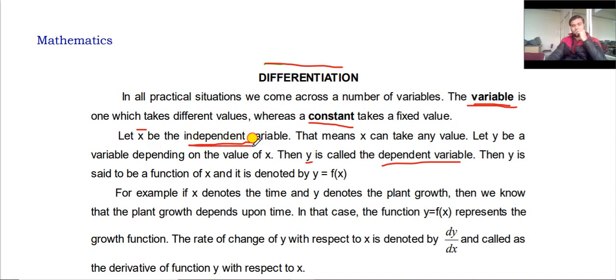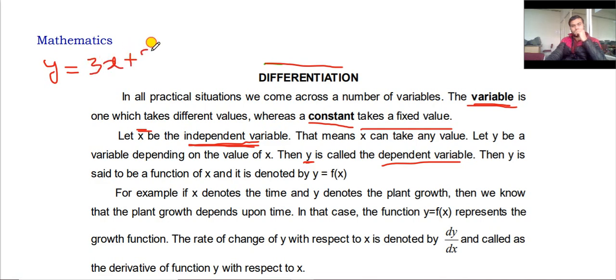Independent variables are those which are independent, meaning you can take any value of x. Because you can take any value of x, it is independent. So x is called the independent variable, but y is called the dependent variable because the value of y depends on the value of x. Suppose we are given an equation y is equal to 3x plus 2.